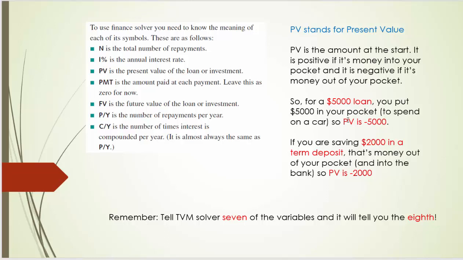So if you take out a $5,000 loan from a bank, you're actually putting $5,000 into your pocket to spend on a car. So PV is 5,000, not what I had there. PV is 5,000. Sorry about that. On the other hand, if you're saving $2,000 into a term deposit in the bank, that's actually money out of your pocket into the bank. So PV is minus 2,000. Money in your pocket is positive. Money out of your pocket is negative.